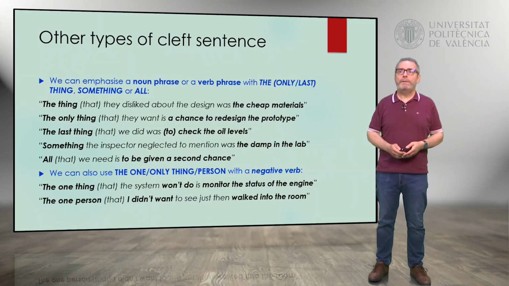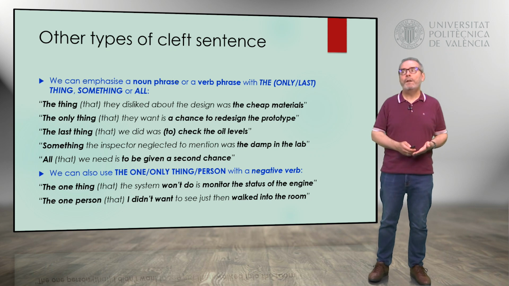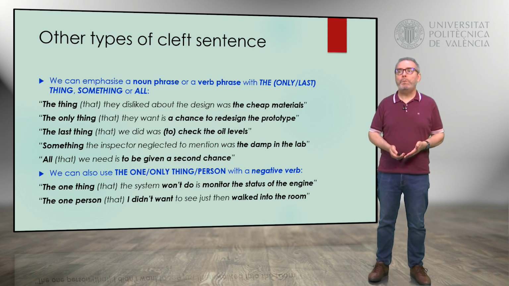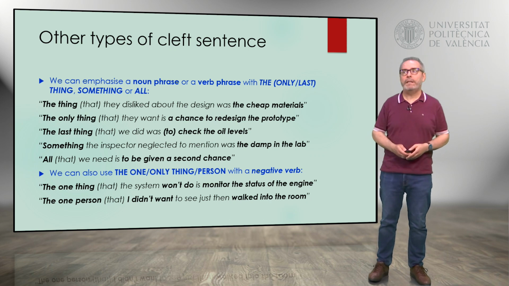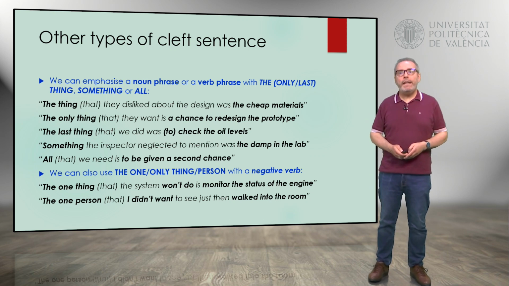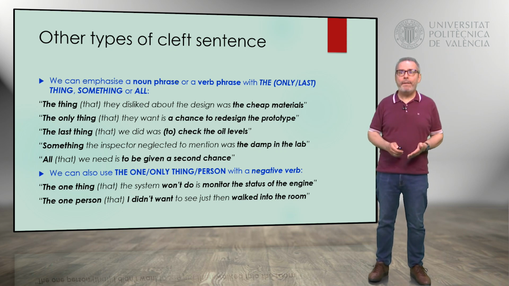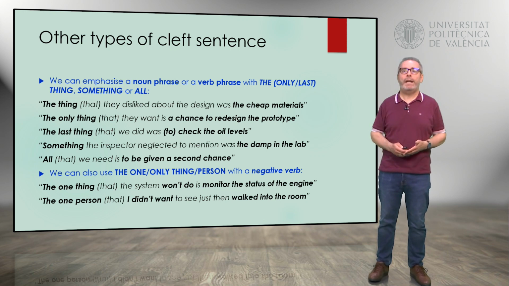We have other types of sentence. For example, when we emphasize a noun phrase or a verb phrase with the structure the, only, last, thing, something, or all. Here we have examples. The thing that they disliked about the design was the cheap materials. The only thing that they want is a chance to redesign the prototype.